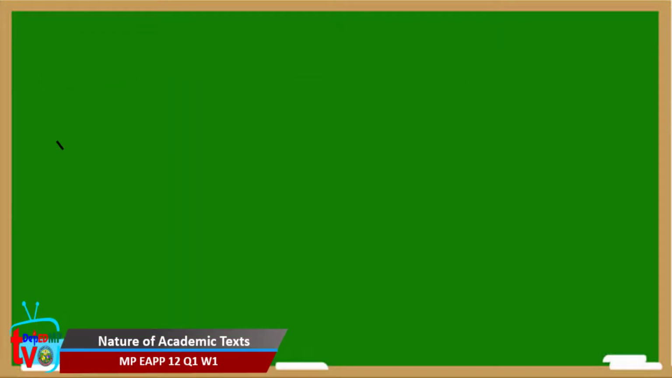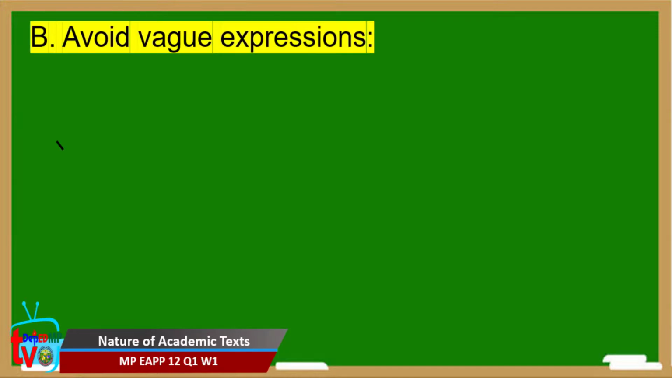Next, avoid vague expressions. Remember that one feature of academic writing is being concise. And being concise in writing includes avoiding vague expressions or references to persons, places, or things. It is straightforward, so that it eliminates the possibility of the reader misinterpreting the content of writing.